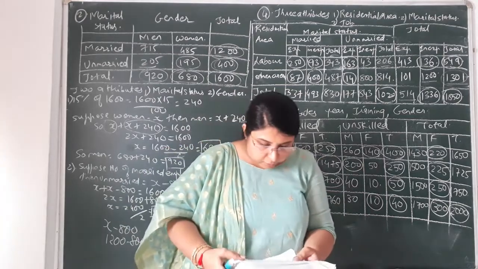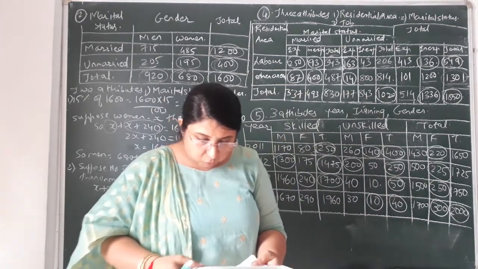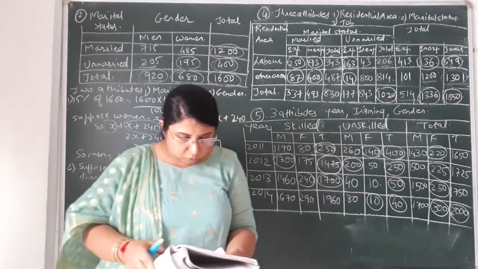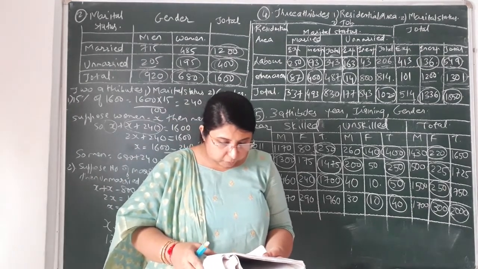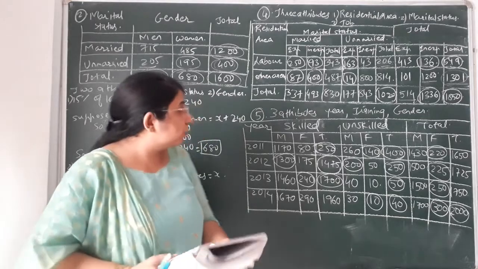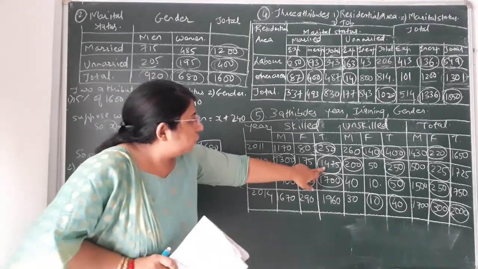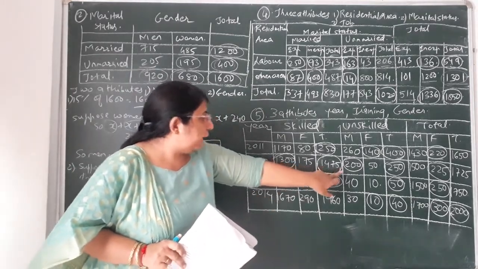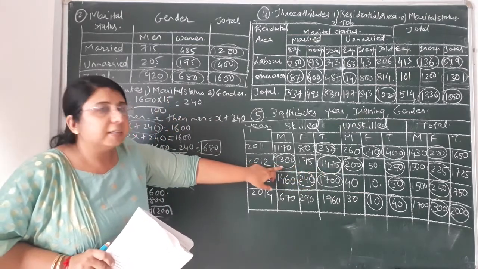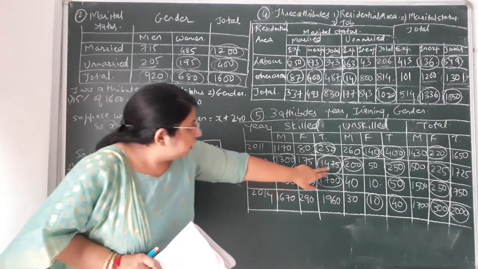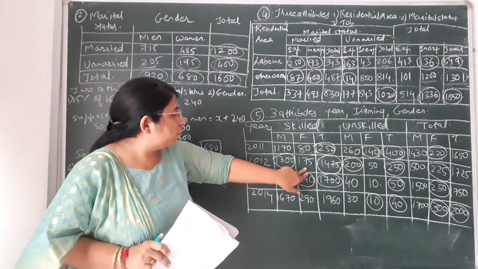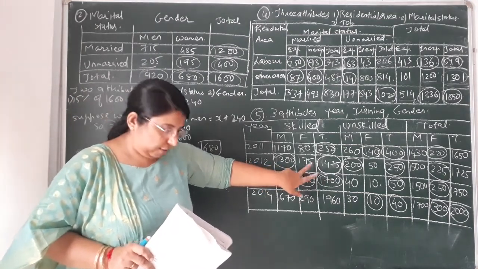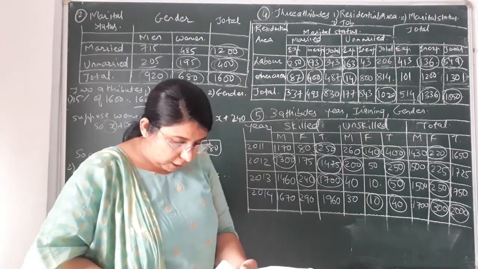Okay. Then afterwards, in the year 2012, the number of skilled workers was 1,475, and of them 1,300 were males. The number of skilled workers is given to you as 1,475, and the number of males is 1,300. So easily, from 1,475, if you subtract the number of males, then you will get the number of females, that is 175.